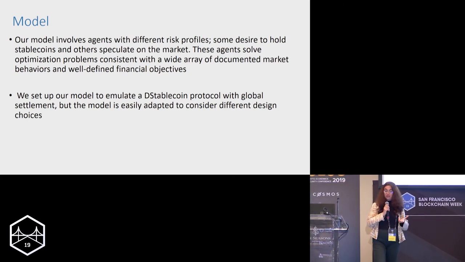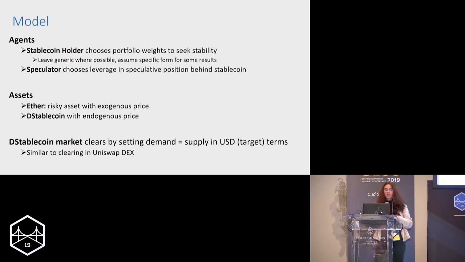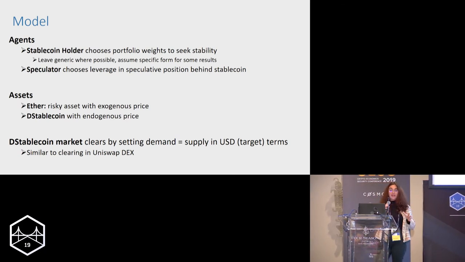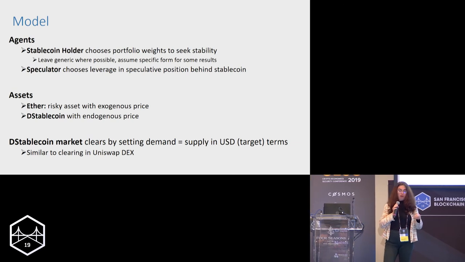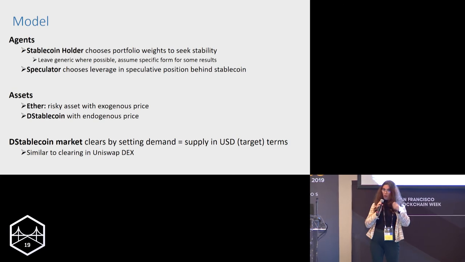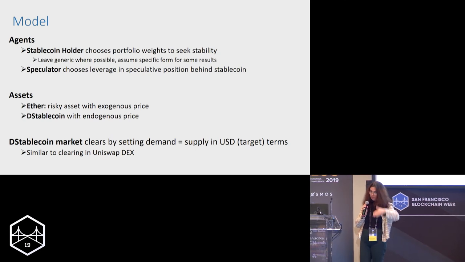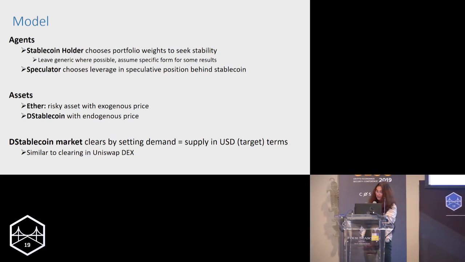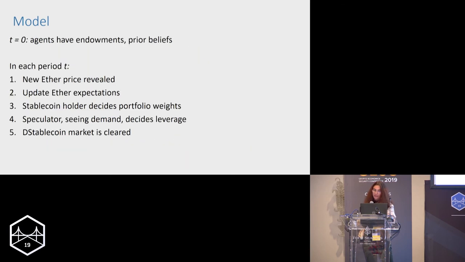So we emulated the stablecoin protocol, which has global settlement, but we can have different design choices. As I said, the stablecoin holder chooses portfolio weights in order to seek stability, and the speculator chooses leverage in a speculative position. The assets are Ether and this stablecoin. The price that we get in our model is the price of the destablecoin. Because remember, what we want to look at is, do we have spirals in which the destablecoin price increases, then you have to liquidate more, then the destablecoin price increases even more, and you have to liquidate again. And the way we find the stablecoin price is by clearing the market, basically equating the demand and the supply.